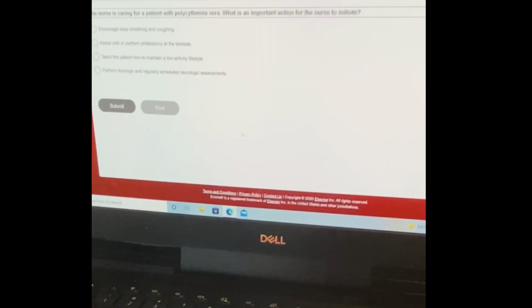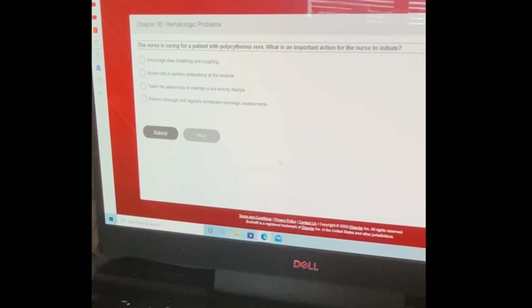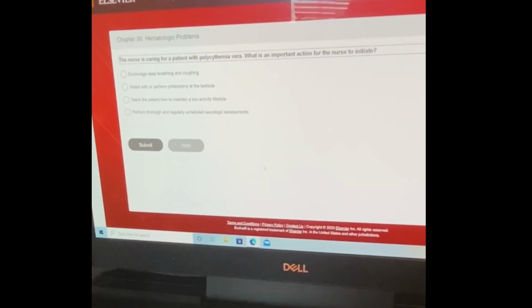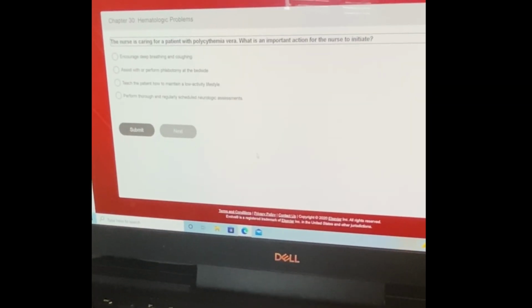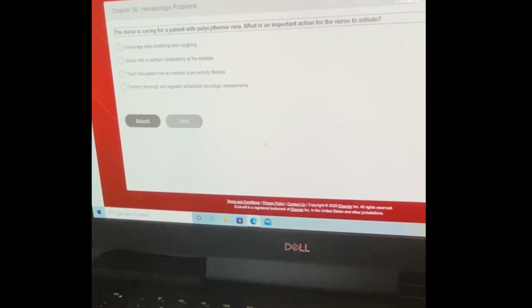Assist or perform phlebotomy at the bedside. I don't even know what phlebotomy is. Removing blood. Teach the patient how to maintain a low activity lifestyle. When does that ever help? And I think it's D. I think it's D.